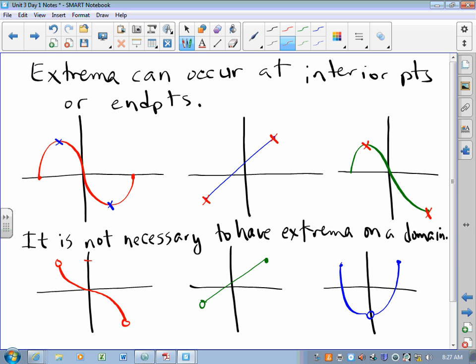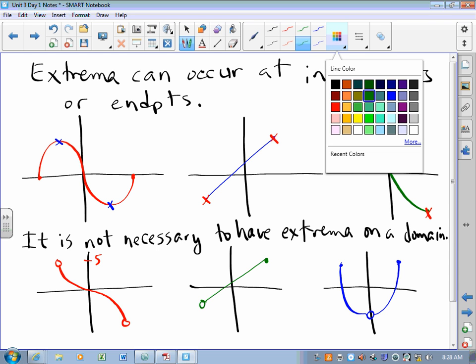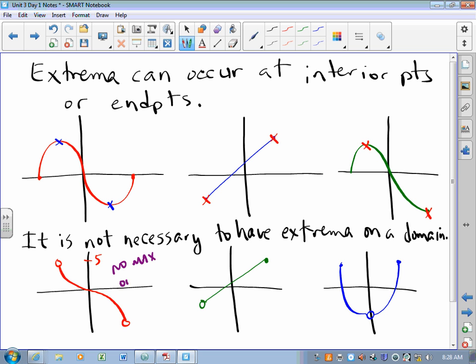If you say, well, let's say this goes up to 5. 5 is the absolute max. Well, it can't be the absolute max because 5 is never attained as a function value. We get close to 5, we don't get 5. So then you say, well, 4.99999999999 is the absolute maximum value. Yeah, but we get closer to 5 than that. Well, okay, it's 4.999999999999999. And as soon as you stop talking, I can get closer than that. So when you see the open circle at what's supposed to be a max or a min, you don't have a max or a min. It is not necessary to have extrema on a domain. So this has no max or min.